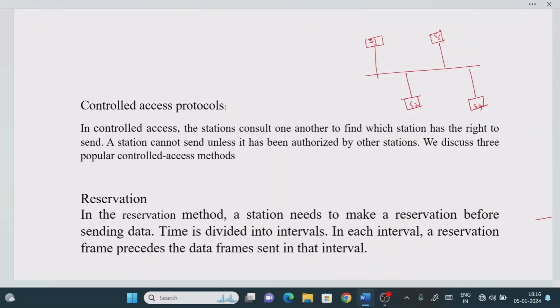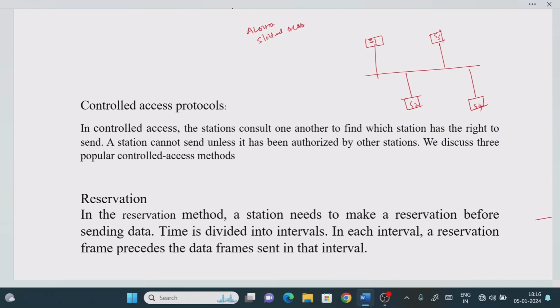Hey guys, welcome back. In today's class, we are going to see about the controlled access protocols. In the previous class, we have seen about the random access protocols, namely pure ALOHA and slotted ALOHA.